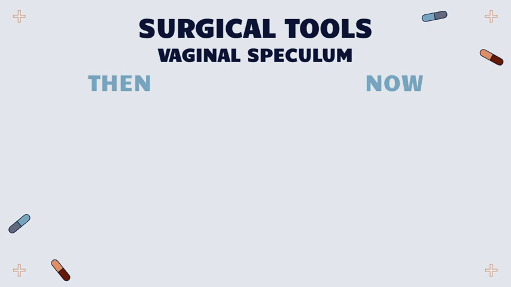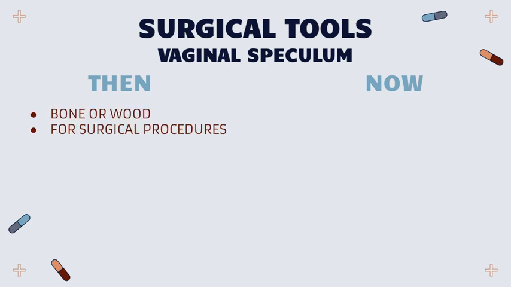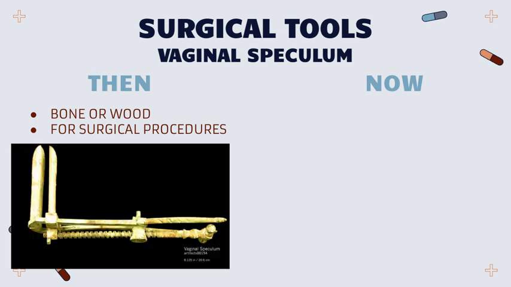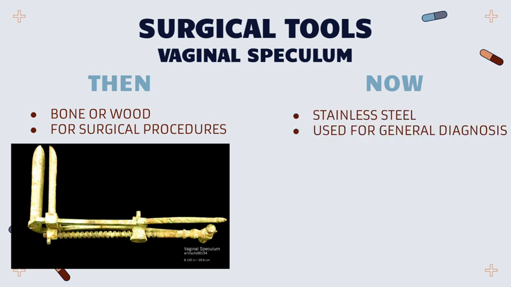Next is the vaginal speculum. These were typically made of bone or wood, and they were used to assist during surgeries, not for diagnosis or checkups. This is what a speculum looked like. An extremely similar design to today's, which is made of stainless steel and used for general diagnostic purposes.